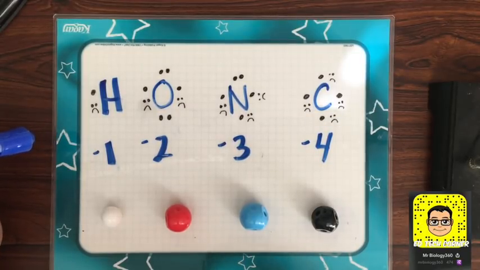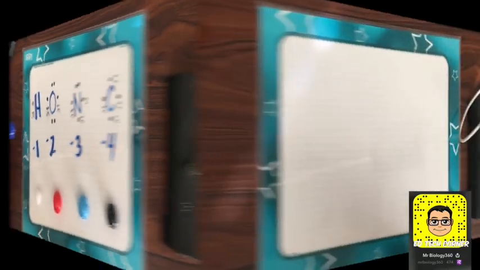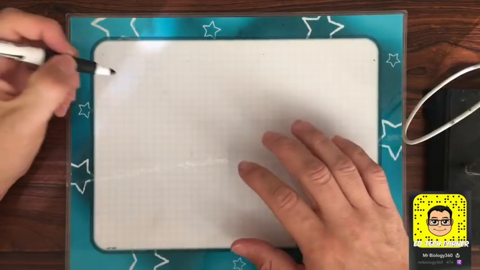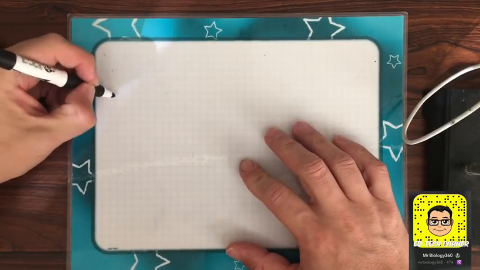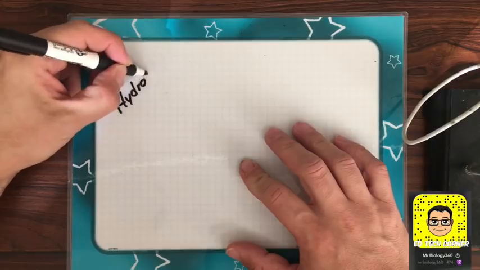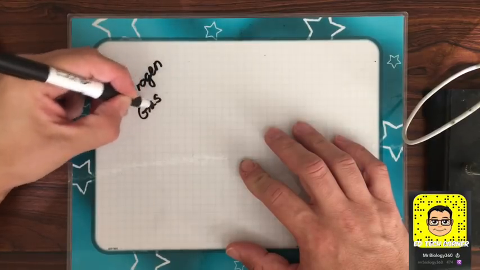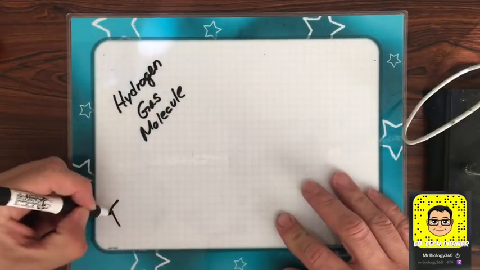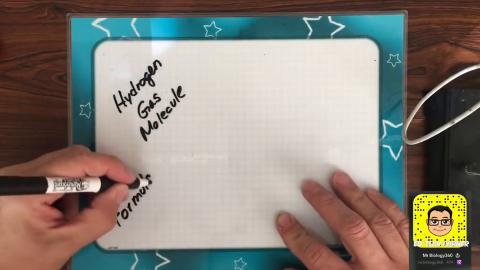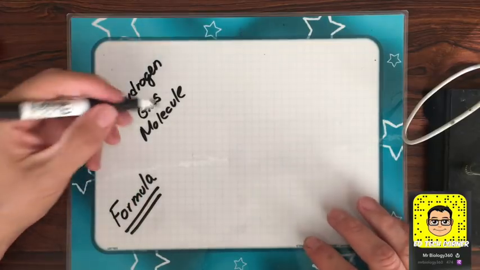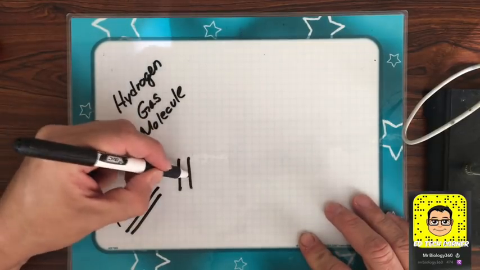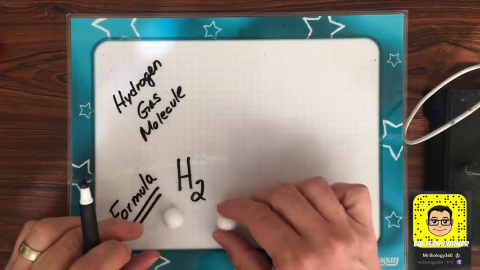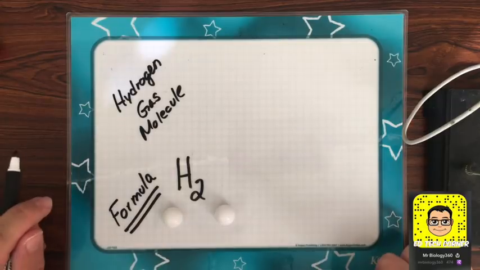Now we're ready to talk about a molecule. All right, guys, so now let's talk about molecules. The first molecule we're going to talk about is the hydrogen gas molecule. Now, what is the formula for this molecule? It's very important that you understand formulas. The formula of this molecule is H2. That means that the molecule has 2 hydrogen atoms.